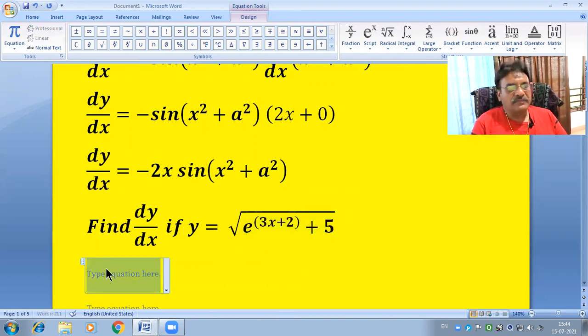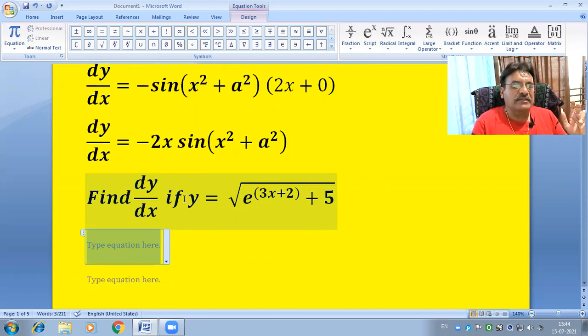This is the given function, and here we find dy by dx. Here y is equal to under root e to the power 3x plus 2, plus 5. We differentiate this function with respect to x and find dy by dx.